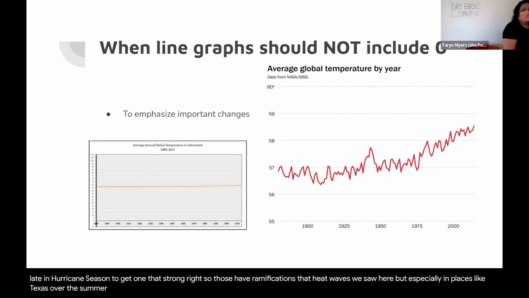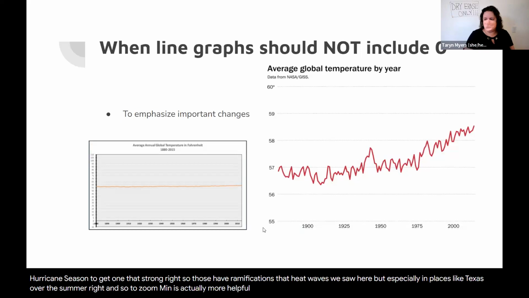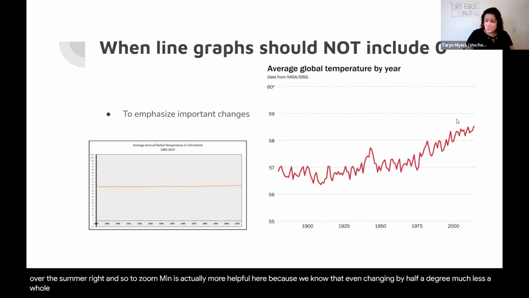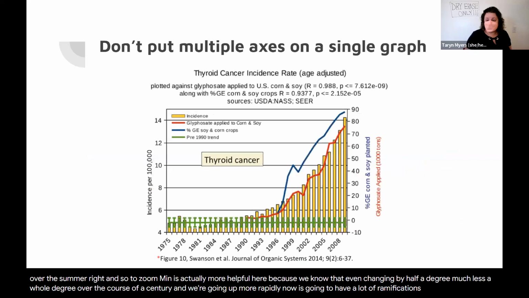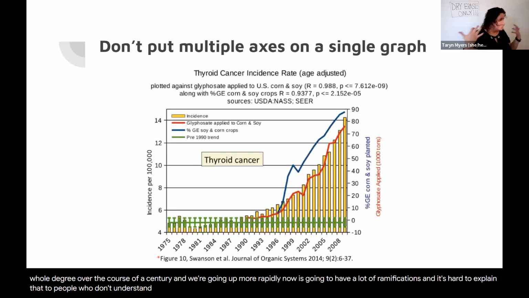over the summer, right? And so to zoom in is actually more helpful here, because we know that even changing by half a degree, much less a whole degree over the course of a century, and we're going up more rapidly now, is going to have a lot of ramifications. And it's hard to explain that to people who don't understand basic science, right?